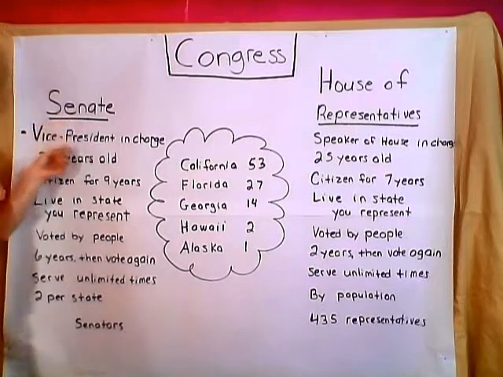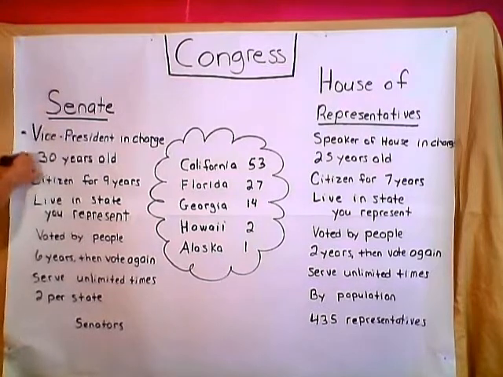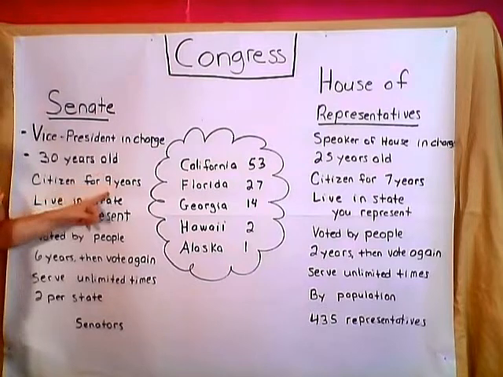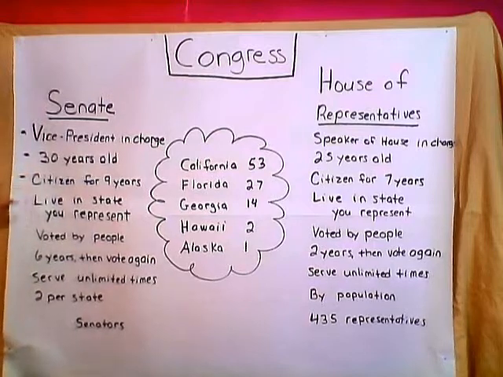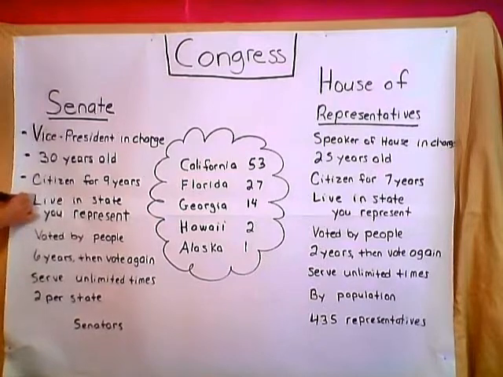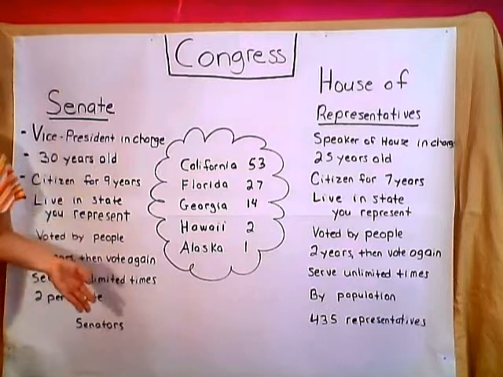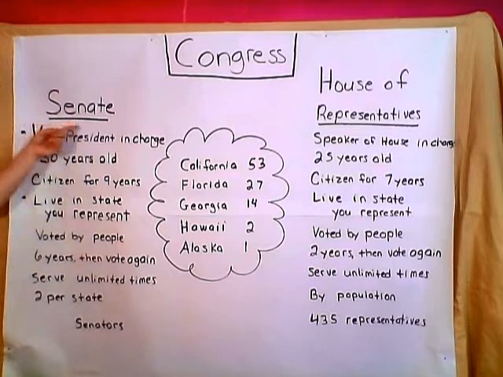Now, if you want to be a senator, if you want to work in the Senate, you have to be at least 30 years old. You also have to be a citizen of America for 9 years. You have to at least have been a citizen of the United States for 9 years. And you have to live in the state that you represent. So if you wanted to be a senator for the state of Florida, you can't live in California because that wouldn't make any sense. If you want to be a representative or a senator for the state of Florida, you have to live in the state of Florida.